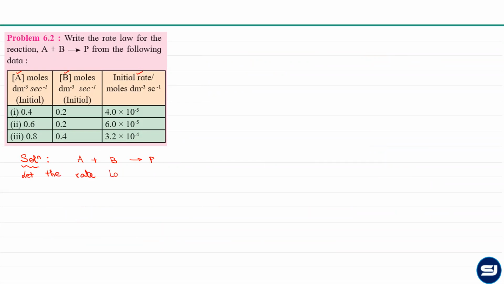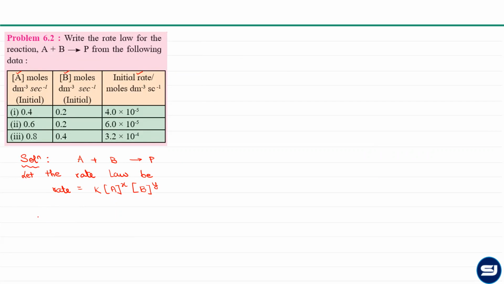Rate law for this reaction can be written as rate equal to K times concentration of A raised to the power, let's say X, and concentration of B raised to the power, let's say Y. This is how you write the rate law for any given reaction. X and Y are called orders with respect to A and B, and the overall order for the reaction will be equal to X plus Y. So basically when you have to find the rate law, you are supposed to find the powers X and Y.